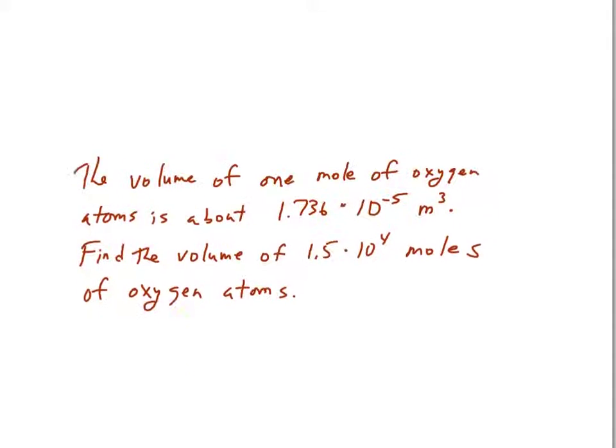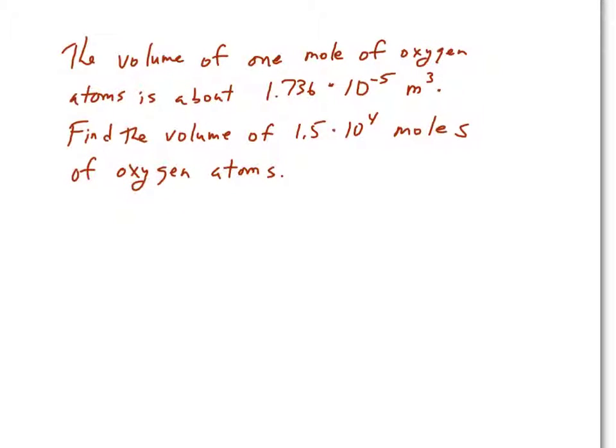All right, so the volume of 1 mole of oxygen atoms is about 1.736 times 10 to the negative fifth cubic meters. All right, so cubic meters like a big box. So it's a small fraction of that. Find the volume of 1.5 times 10 to the fourth moles of oxygen. So that's a little confusing.